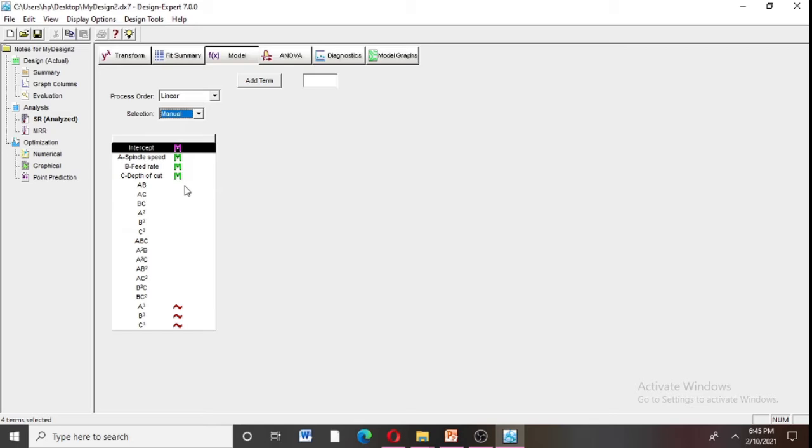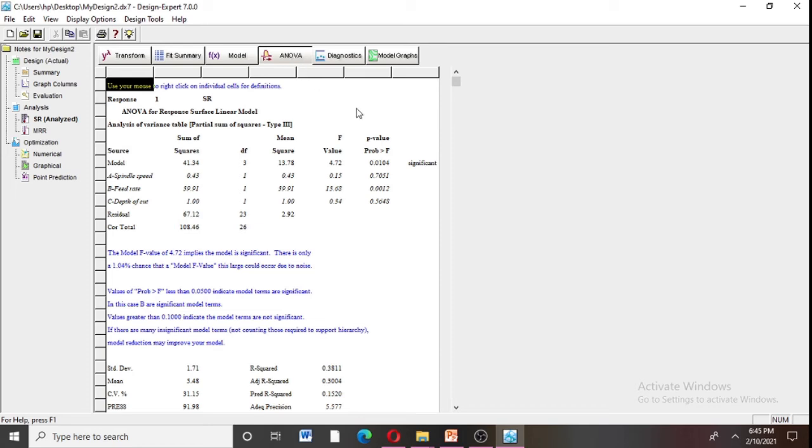How can I include AB, AC? Here, what is AB? It is the product of spindle speed and the feed rate. What is AC? It is the product of spindle speed and the depth of cut. Likewise, the software suggested the values. But before going to select these things, you refer to the ANOVA table.